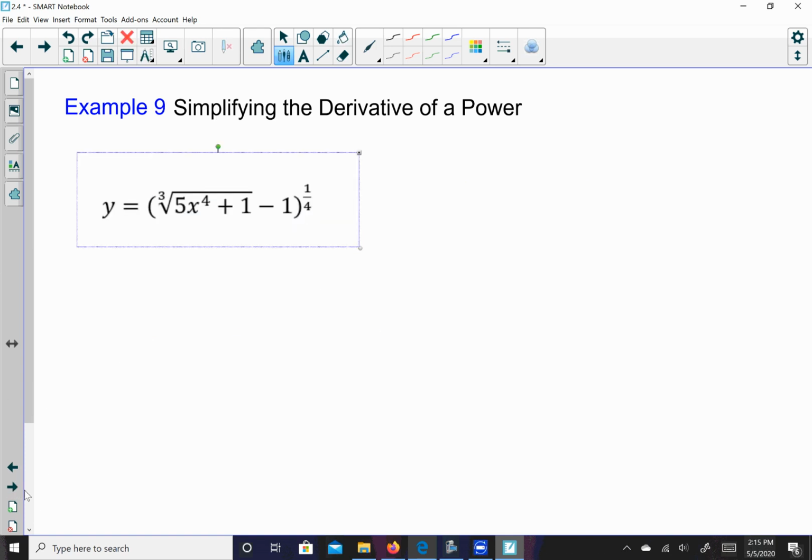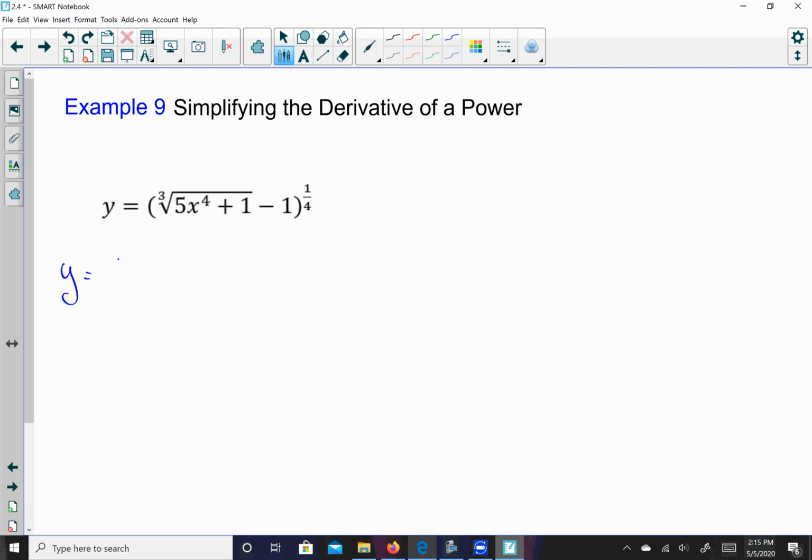So this one, I'm going to take the derivative using the power rule. I just wanted to put this one in here because this looks really complicated, but it's really not. It's probably the easiest one we've done in the last couple of problems. I'm going to rewrite it before I start, though.